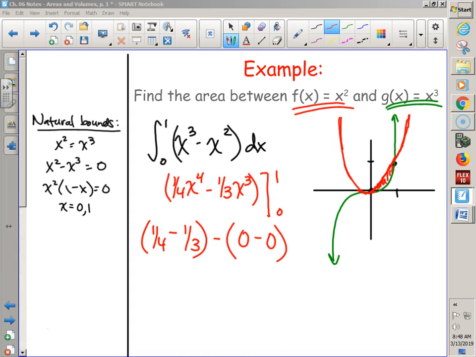You're done. Wait, pause. That would be wrong. Not because your antiderivative is wrong, not because your plugging in is wrong, but because your orientation is wrong. Who's bigger, a fourth or a third? A third. Would you rather a fourth of a pizza or a third of a pizza? Well, if you're on a diet, that one. But if you're not on a diet, that one. The third is the bigger one, which means this value is negative.